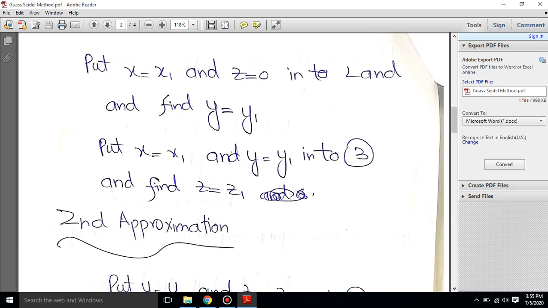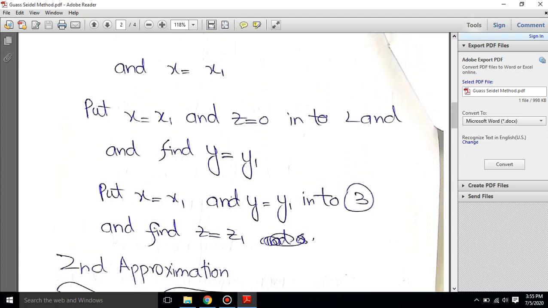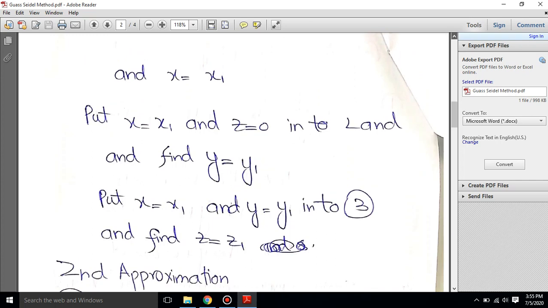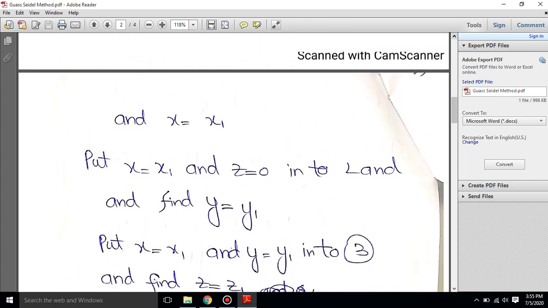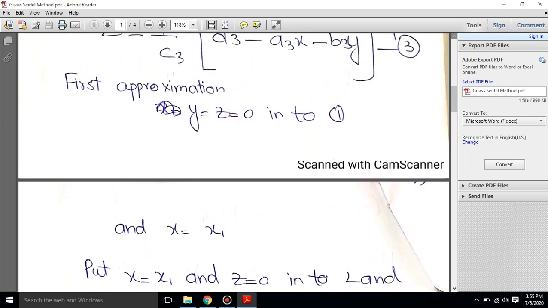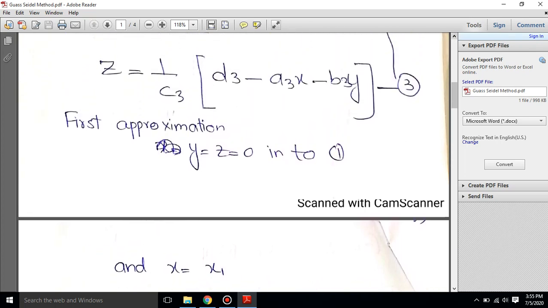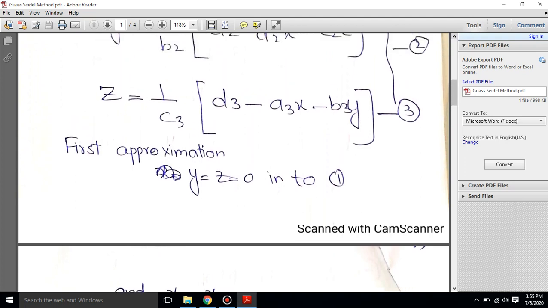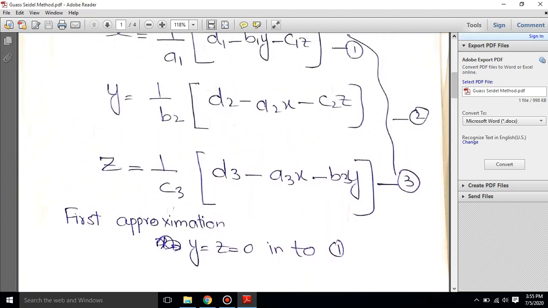Again, I'm going to repeat the process, because there is a slight difference from the Gauss-Jacobi method. The idea is the same, that you're going to find the values of x, y and z, but there is no check on the modulus of the coefficients.